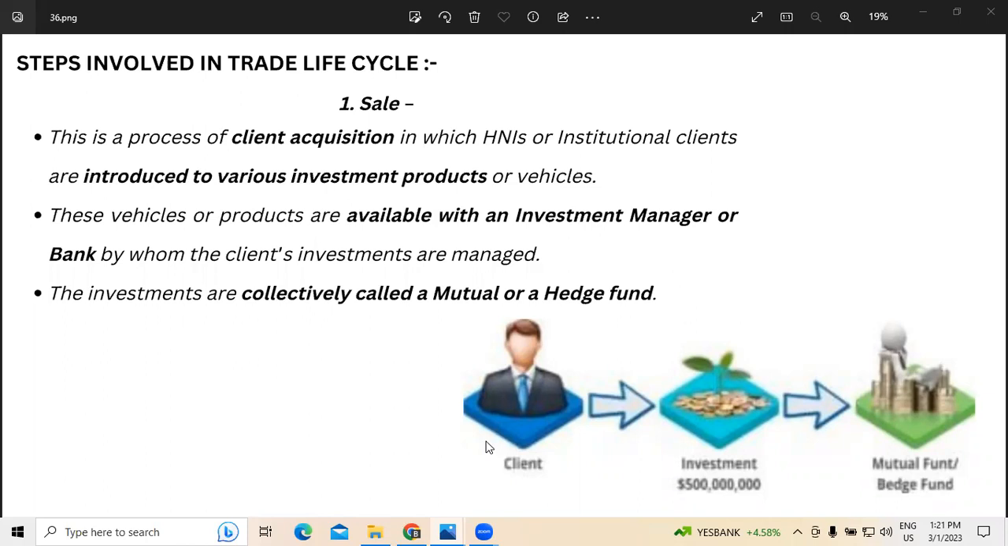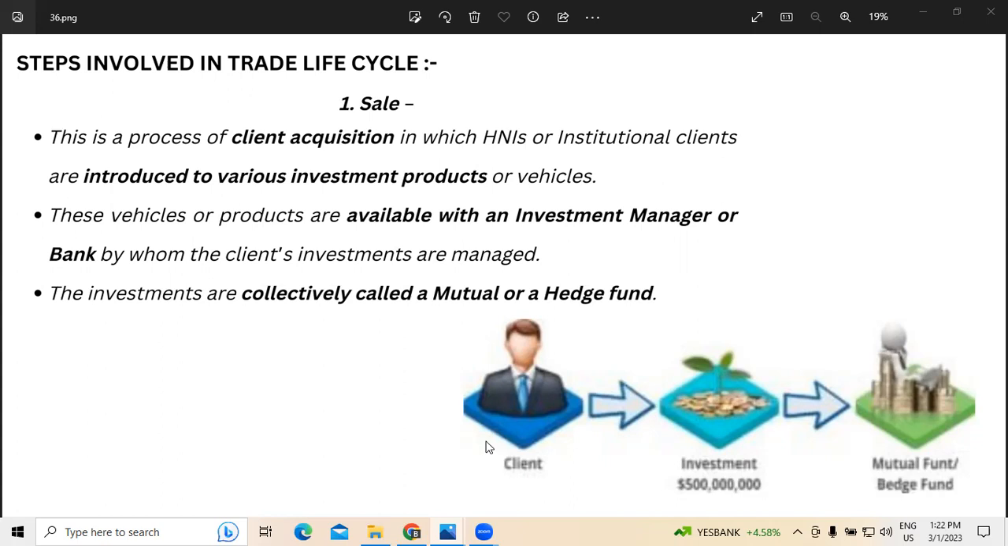As you know, understanding the trade life cycle of any financial institution or bank is essentially important for anyone who wants to pursue a career in investment banking. This video is meant for people who are planning their career in investment banking or who want some exposure to it. Today we are discussing the steps involved in the trade life cycle, as follows.